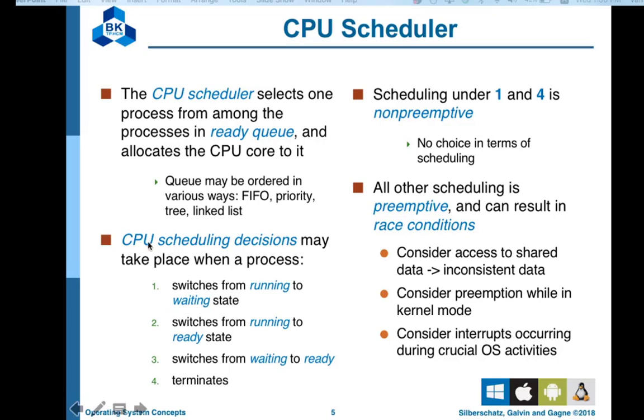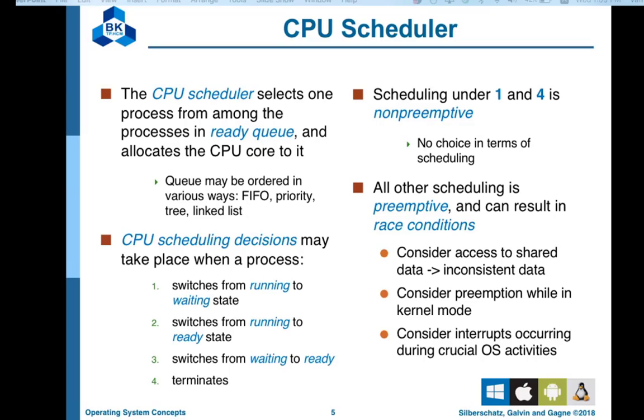The CPU scheduling decision may take place when a process switches from running to waiting state, switches from running to ready state, and switches from waiting to ready, or terminates. So you remember the model of changing state? We have five states of a process: new, ready, running, waiting or blocked, and terminated.